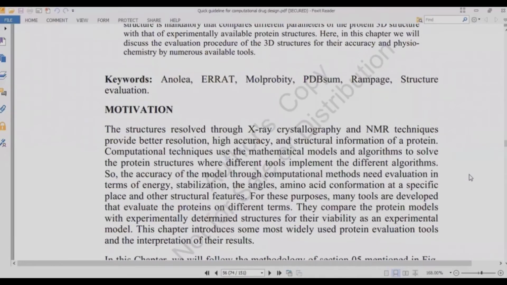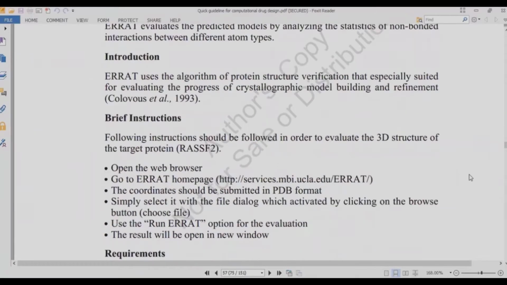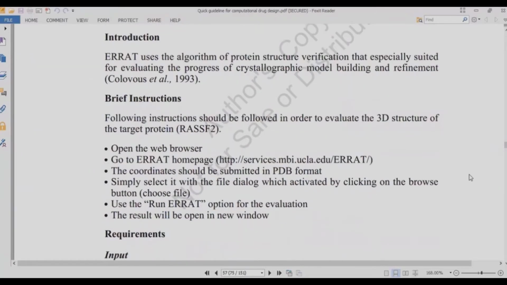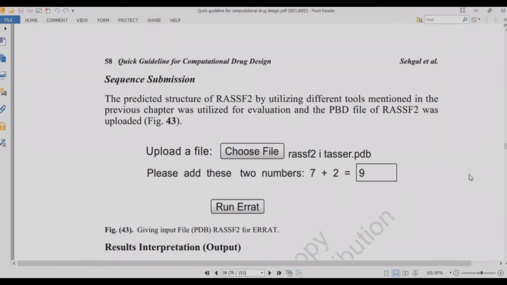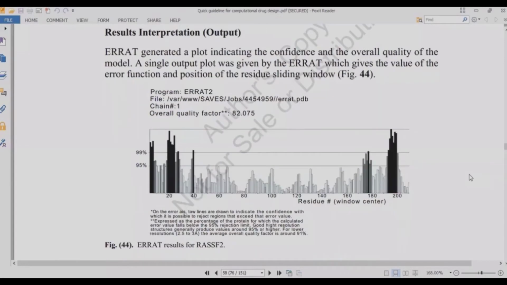Next, model evaluation tools. The first one is ERRAT, a very beautiful tool for structure evaluation, and this tool helps to analyze the overall quality factor of the protein. ERRAT uses a protein structure verification algorithm that is especially suited for evaluating the progress of crystallographic model building and refinement. Brief instructions: you know how to use this one, what the input file will be, how to submit your sequence, and then you have the result like this one.